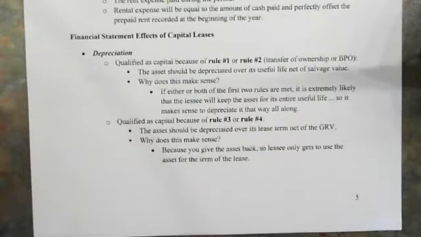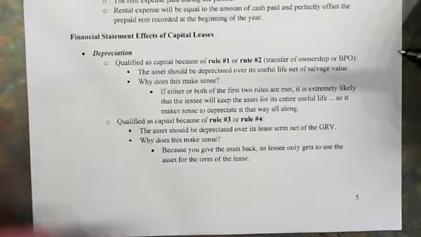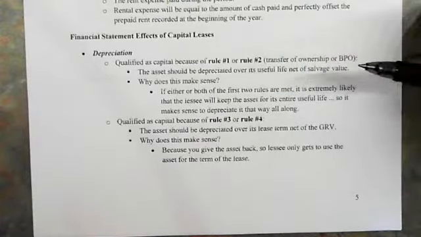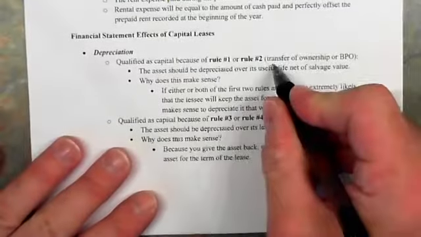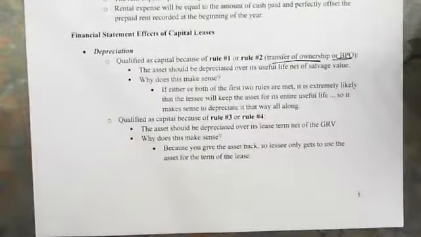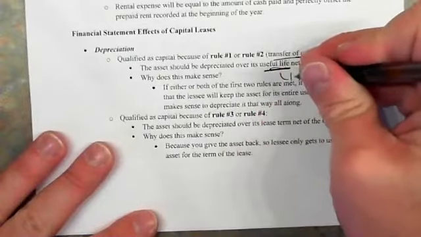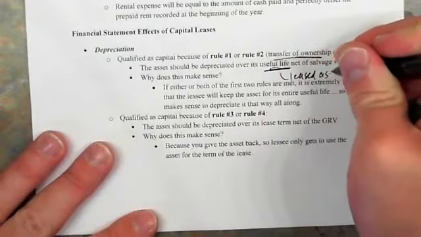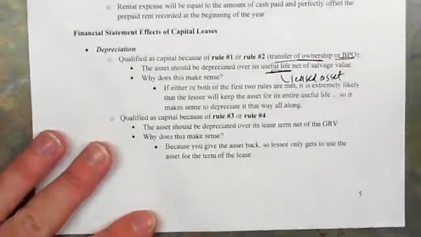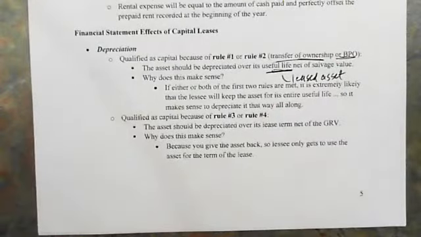So if the lessee qualifies the lease as capital because of rule number 1 or number 2, that's the transfer of ownership or the BPO, we should use the useful life of the leased asset. The idea here is that if we are going to buy it because of the bargain purchase, we assume we're going to buy it, or because transfer of ownership is going to occur, we're going to have this lease for the entire life of it.